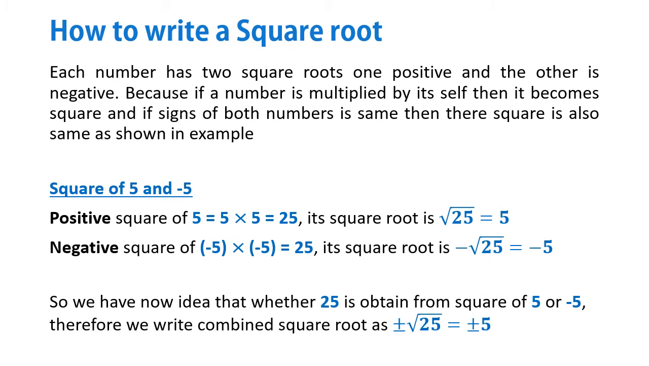How to write a square root. Each number has two square roots, one positive and the other negative. Because if a number is multiplied by itself then it becomes a square, and if the signs of both numbers are the same then their square is also the same, as shown in the example. Square of 5 and minus 5. Positive square of 5 equals 5 multiplied by 5 equals 25, and the positive root of 25 is 5. Negative square of 5 equals minus 5 multiplied by minus 5 equals 25, and the negative root of 25 is minus 5. So we have no idea whether 25 is obtained from the square of 5 or minus 5, therefore we write the combined square root as plus minus root of 25, that is equal to plus minus 5.